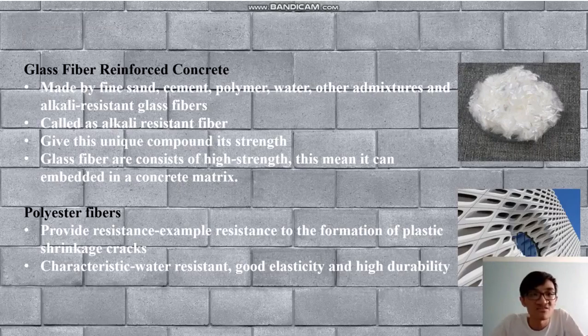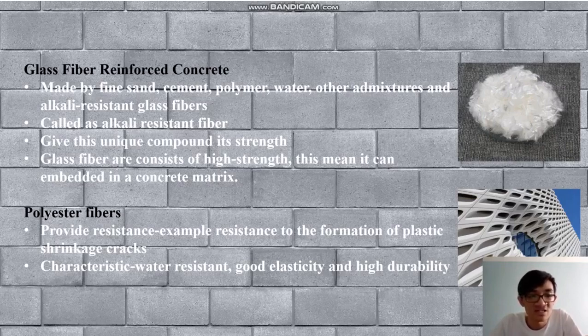The next is glass fiber reinforced concrete. It is also called alkali resistant fiber. It gives this unique compound its strength. The characteristic of glass fiber is high strength. Next is polyester fiber. It provides resistance, for example, resistance to the formation of plastic shrinkage cracks.